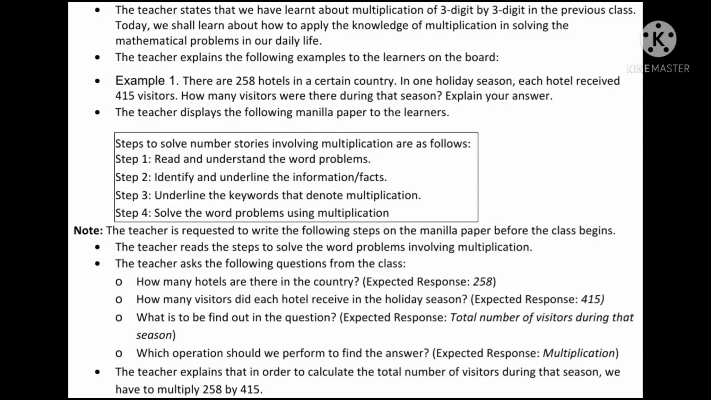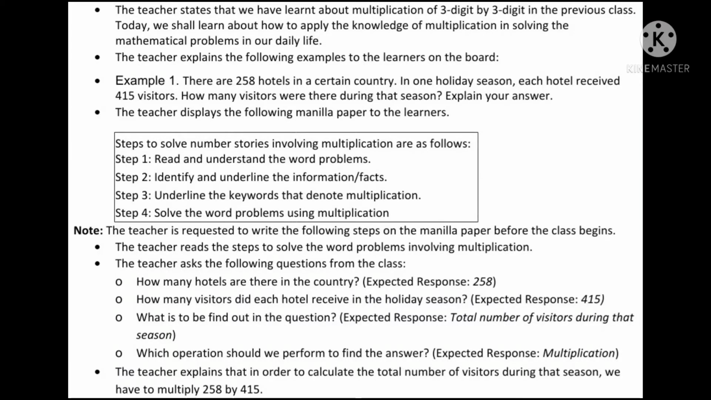Teacher asks the following questions from the class. How many hotels are there in the country? Expected response of the students will be 258. Then second question, how many visitors did each hotel receive in the holiday season? Expected response 415. Then third question, what is to be found out in the question? Expected response, total number of visitors during that season. Then final question, which operation should we perform to find the answer?